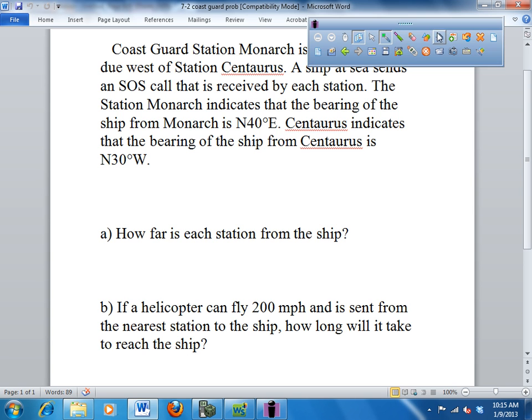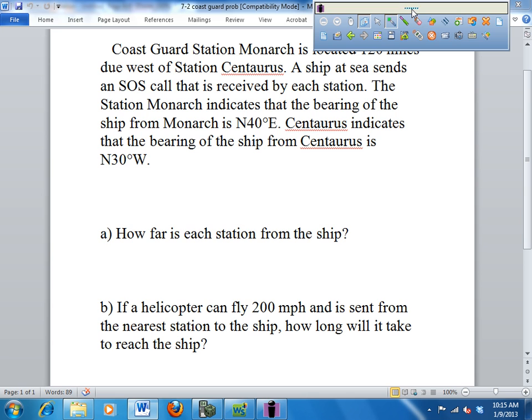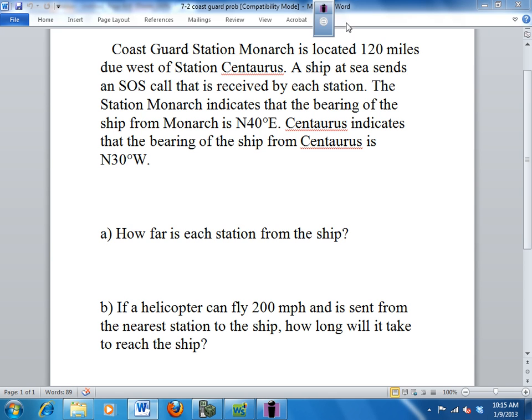So this is an application of the law of sines. Well, we're just playing here, okay? The way you would want to do this is draw a picture of 120 miles due west.